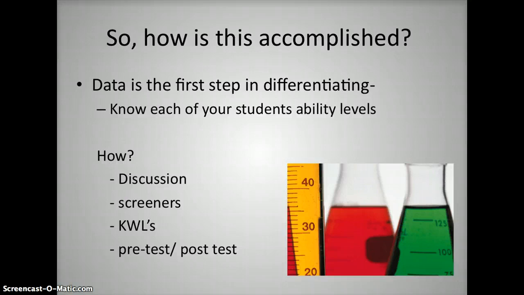Data is the first step in differentiating. You have to know each of your students' ability levels, and you can do this through discussion and observation, screeners, KWLs, and a pre and a post test. Data is very important to be able to differentiate in your classroom. So, going with just your gut feeling is not really a good way to differentiate.